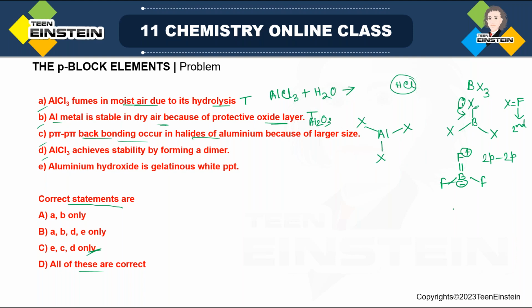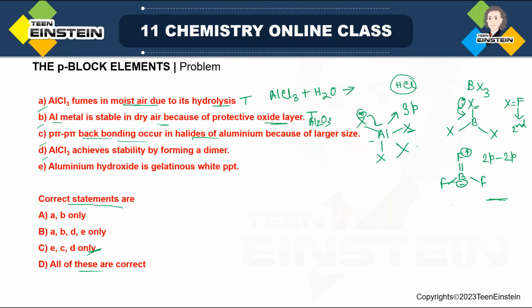That means if both are from second period, that means they are using 2p orbitals, then only pi back bonding will be effective. But here it is mentioned pi back bonding occurs in halides of aluminium because of large size. But we have never seen this type of pi back bonding, just like I have drawn for BF3. No, that is not possible because aluminium will be using its 3p orbital. And even if this X is F, then only it is 2p.